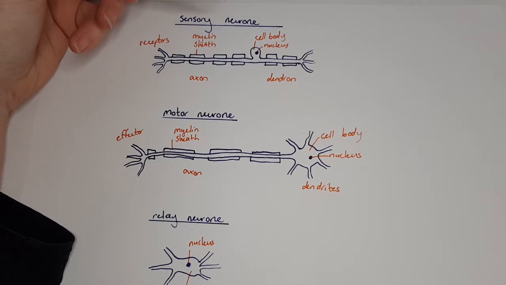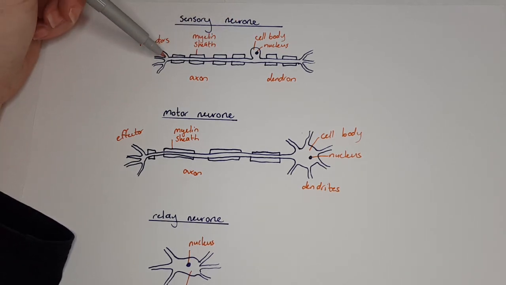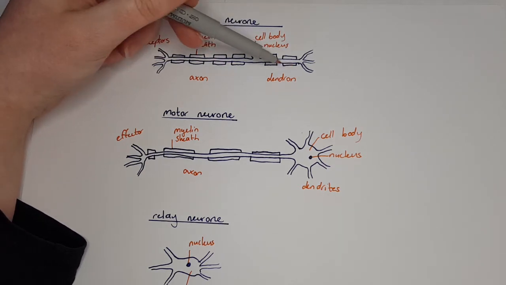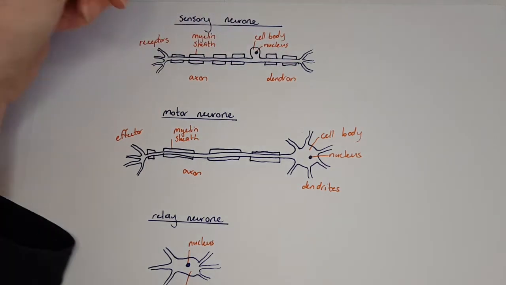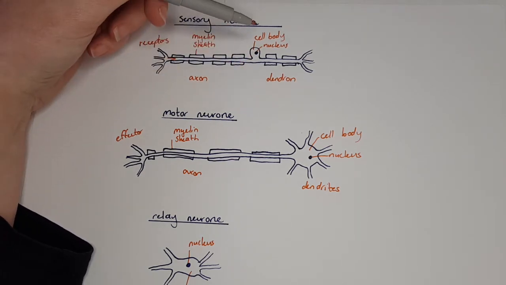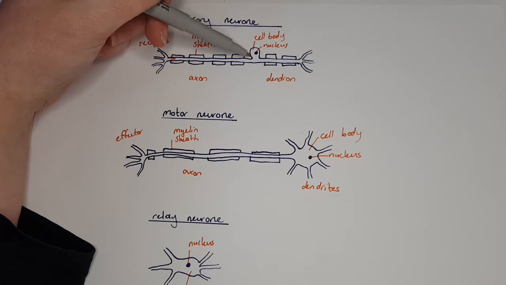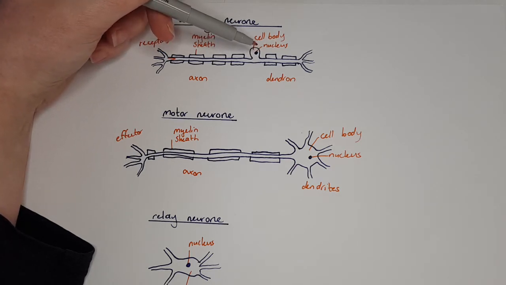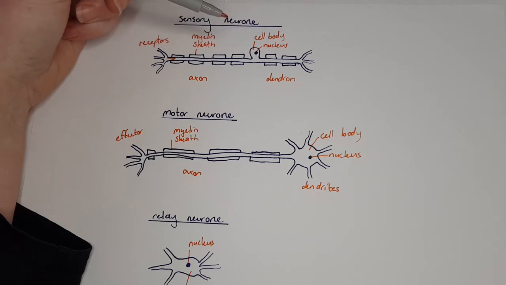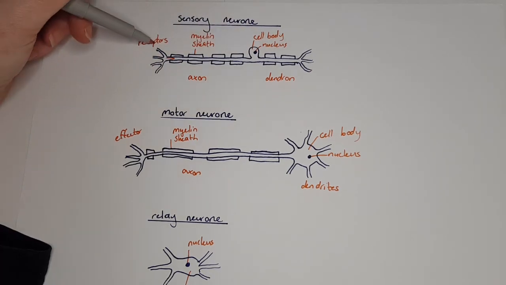So the sensory neuron has a long part to it, which we call the axon, and then a shorter part called the dendron, where the nerve impulse goes through from one side to the other. It has this little area that we call the cell body, which would have the normal structure of a cell, with cytoplasm, and it has a nucleus inside. It starts at the one end where you have receptors.